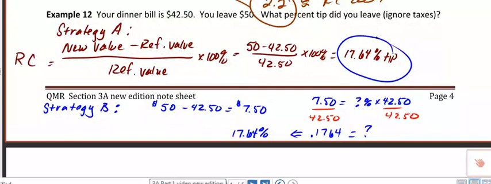Second strategy is find out how much of that $50 was actually the tip. So I subtracted $42.50 from $50, and I came up with a $7.50 tip. Well, I wanted to figure out what percentage of $42.50 was $7.50. So I set up a simple little equation. You didn't have to, but this is one way I did it. $7.50 is equal to what percentage of $42.50? Of means to multiply, trying to find the percentage, so it's a simple equation. Divide both sides by $42.50, and you come up with 0.1764, which is 17.64%. There are other ways you could solve this problem. These are just two that I chose to show you.